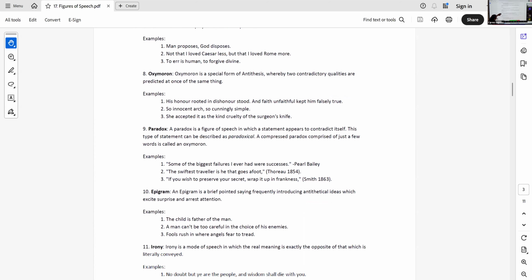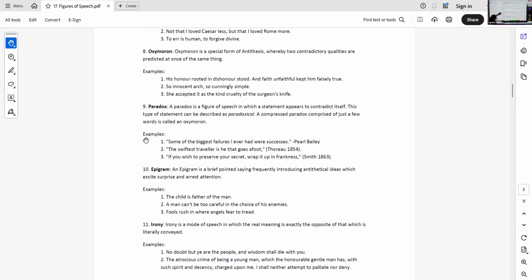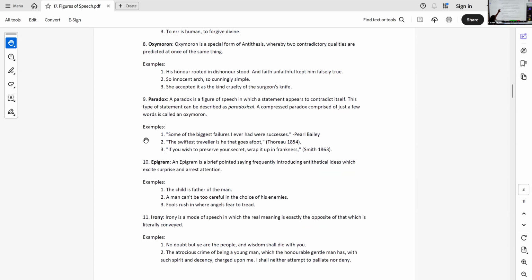Paradox. Paradox means a statement that appears to contradict itself. Just underline this part: statement that appears to contradict itself. Now, oxymoron is a shorter form of a paradox. When I say the living dead, that is also paradoxical. What does paradox mean? Paradox means contradiction. I'll give you a paradoxical situation.